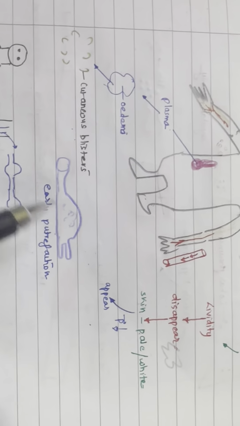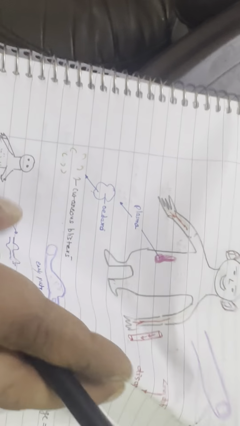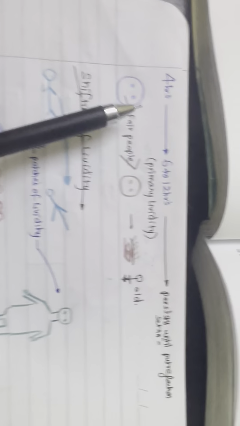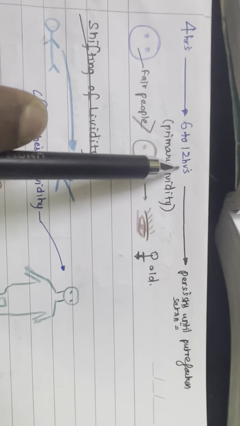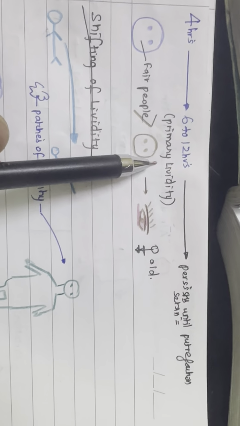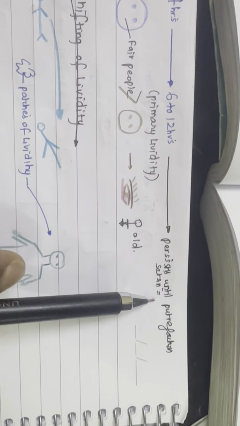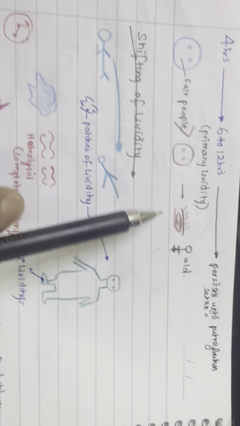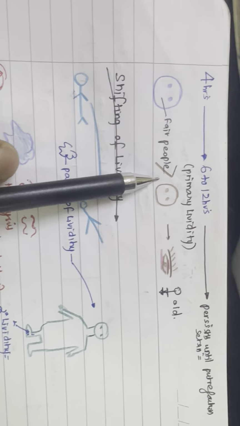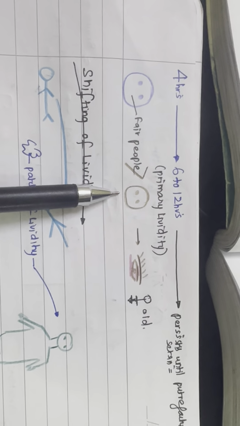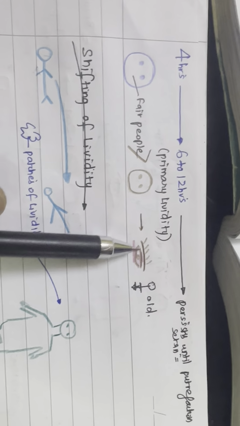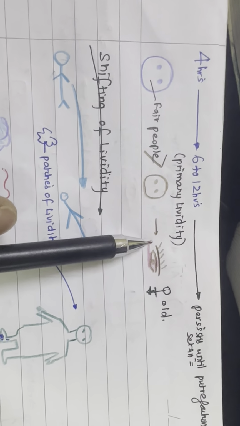It usually develops within 4 hours and reaches maximum between 6 to 12 hours; that is primary lividity, and it persists until putrefaction sets in. It is present in all bodies, but it is more commonly seen in the bodies of fair people than those of dark. It may not be appreciated in old and anemic persons.